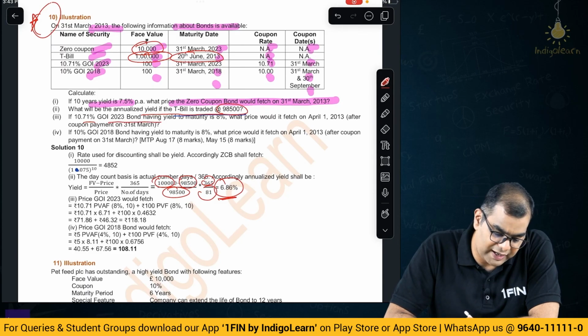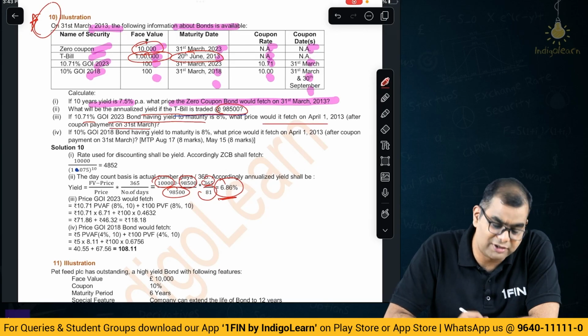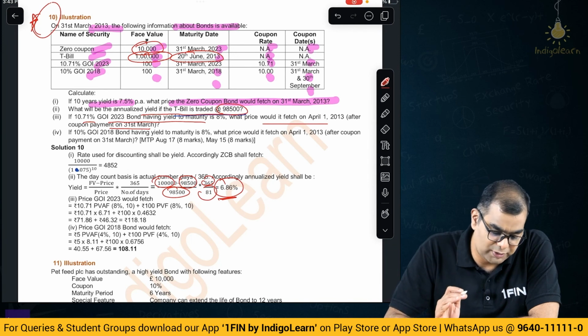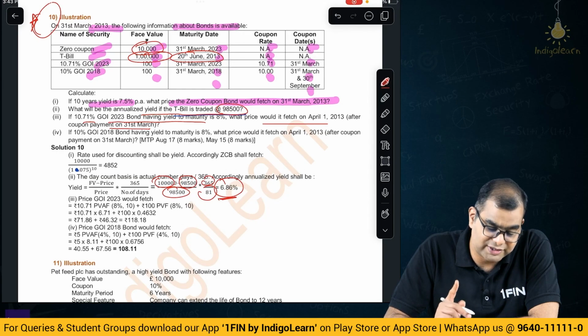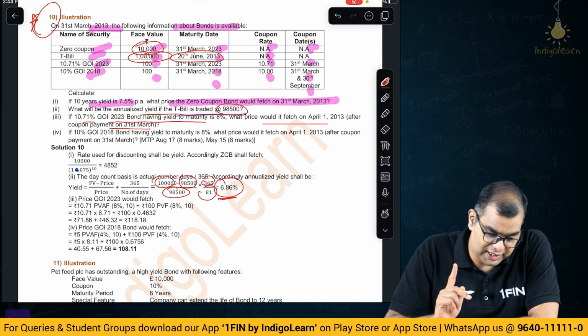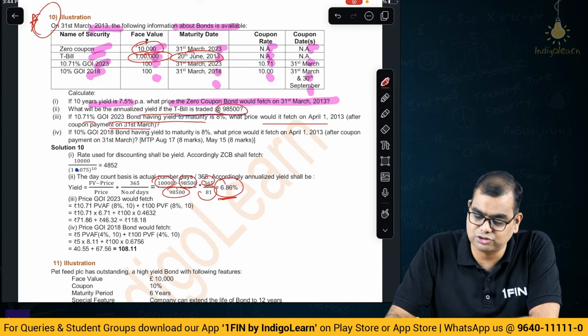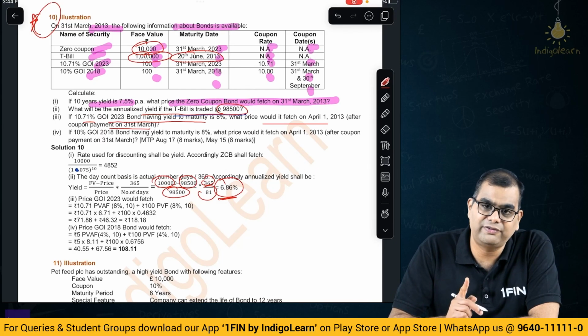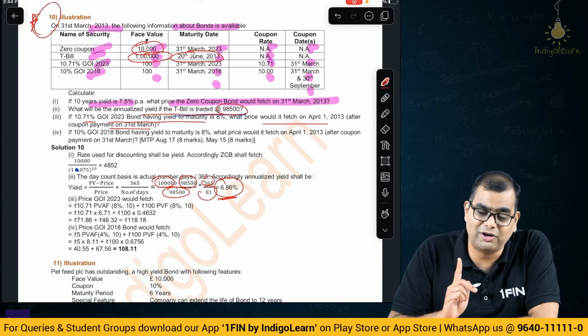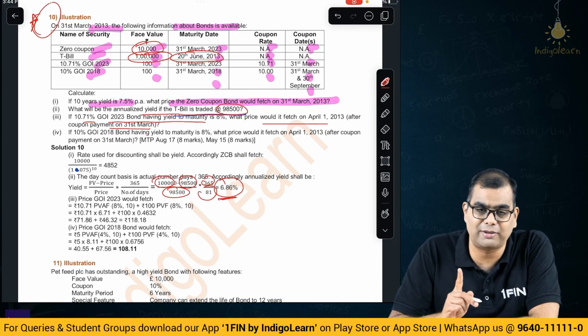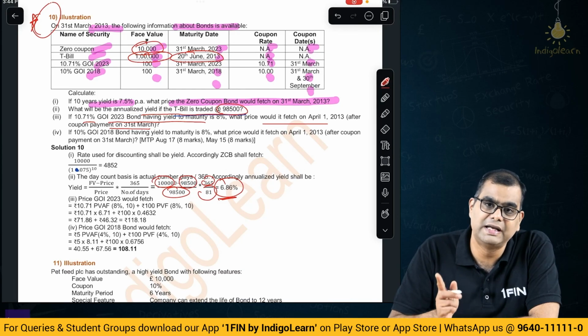Then the 10.75% GOI bond having YTM of 8%, what price would it fetch on April 1 after the coupon payment on 31st March? Once the 31st March coupon payment is made, it is a single coupon every 31st March, maturing in 10 years. Its face value is 100, its current yield is 8%, coupon is 10.75. So you have to first compute the present value annuity factor at 8%. Again, it is a single coupon, so you need to compute for year only. 10 periods, you have to compute at 8%.